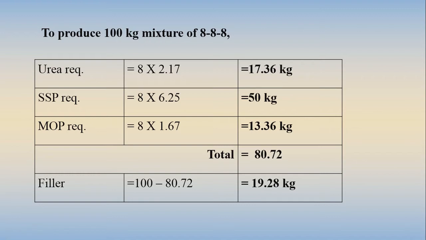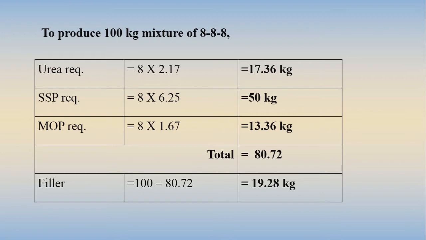Similarly, the phosphorus requirement in the problem is 8 kg. The phosphorus SSP conversion factor is 6.25. So simply by multiplying 8 with 6.25, you get the total amount of SSP required. Similarly for MOP, that is 8 into 1.67, which is 13.36 kg. If you add all these three, urea, SSP and MOP, you get a total of 80.72 kg of the three fertilizers. But we need 100 kg of the mixture. So the remaining material, 19.28 kg, should be the filler material.